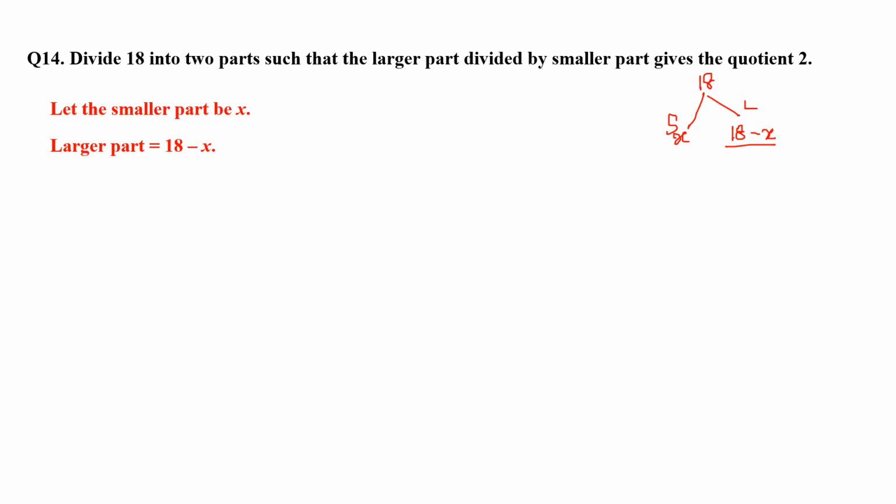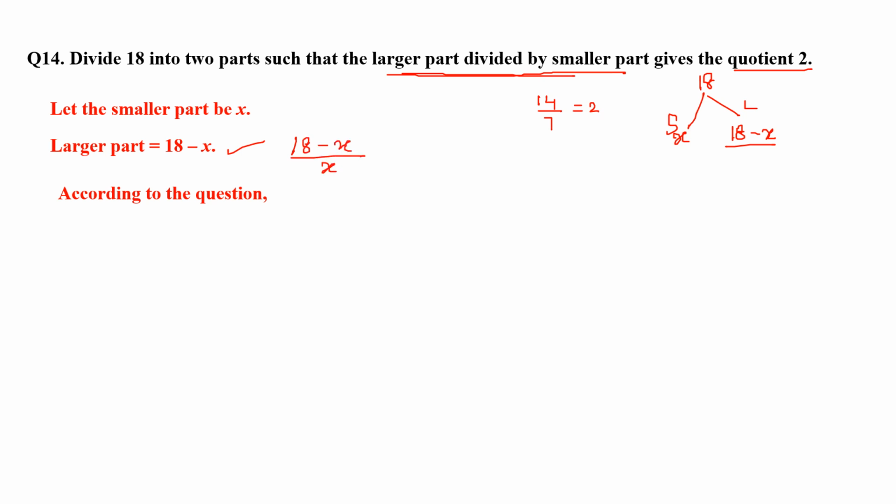Now it is given the larger part divided by the smaller part gives the quotient 2. So when will you get a quotient? Suppose someone asks what is the quotient of 14 and 7? So you have to divide it, right? 14 by 7 equal to 2, isn't it? Same way here also it is given the larger part, which is 18 minus x, when it is divided by the smaller part, which is x, you get a quotient 2. So when you divide, then only you get a quotient. So this is your relation.